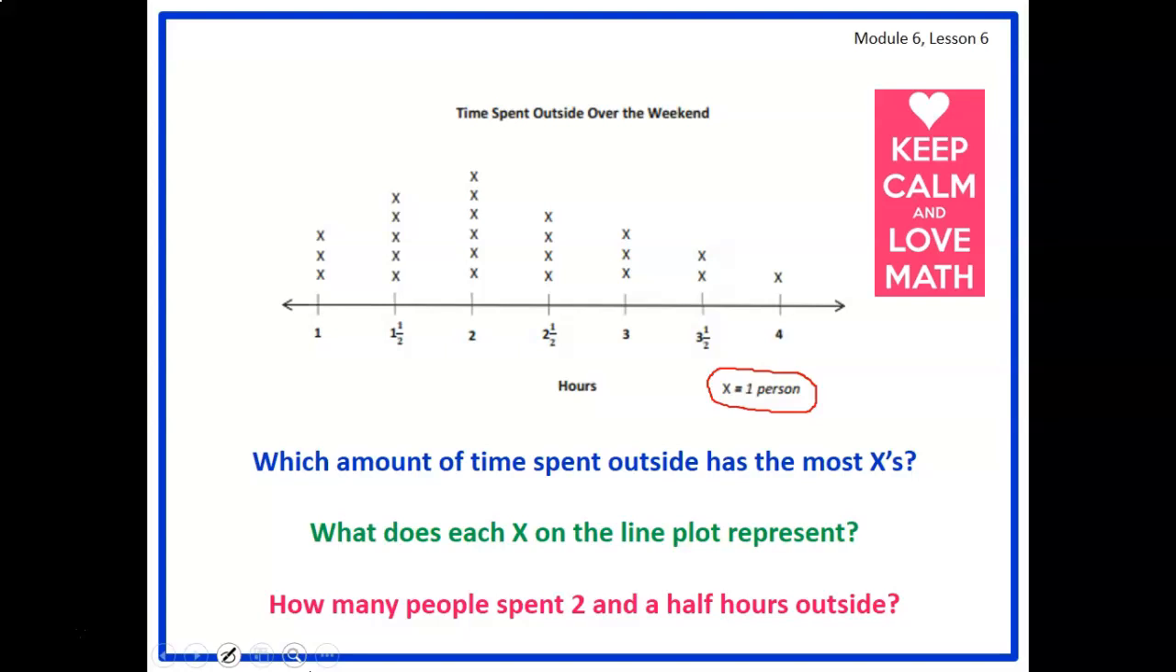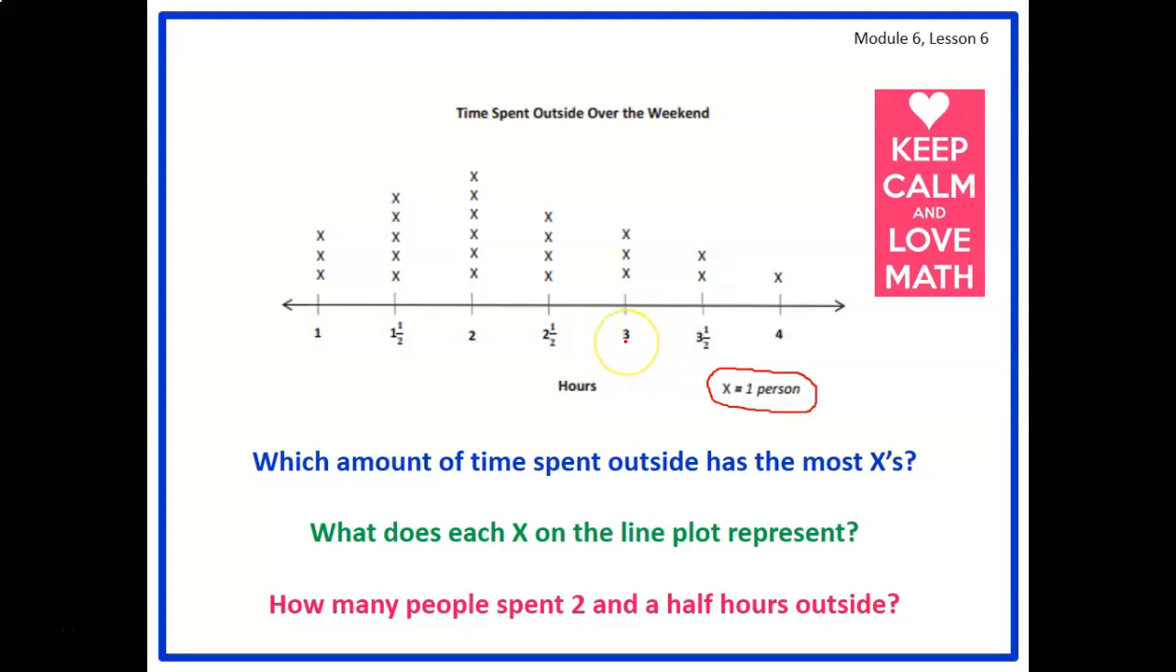Okay, take a look at this and try to come up with one sentence that could tell you something that's true about this line plot. Well, I could come up with something that says there were at least 3 people who stayed out for 1 hour. Okay, let's use the word at least. How many people stayed outside at least 3 hours?